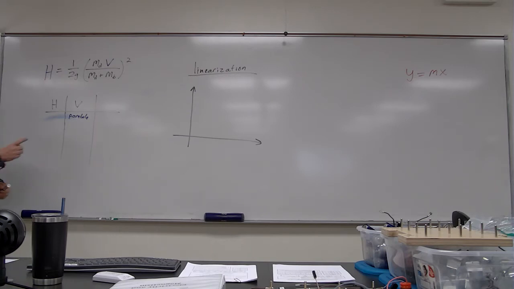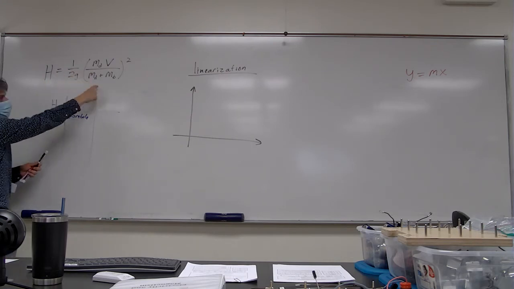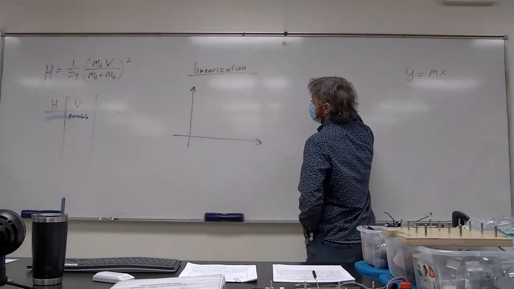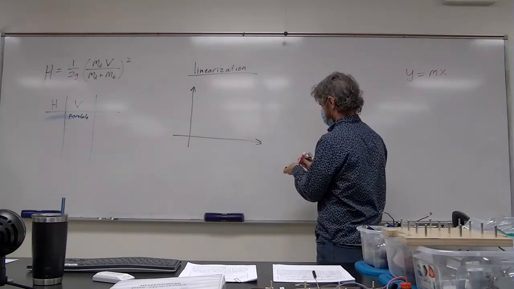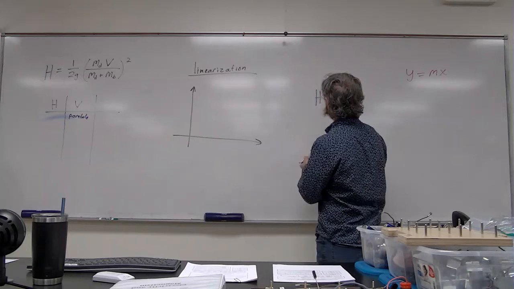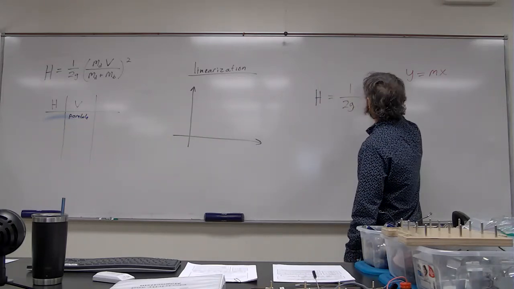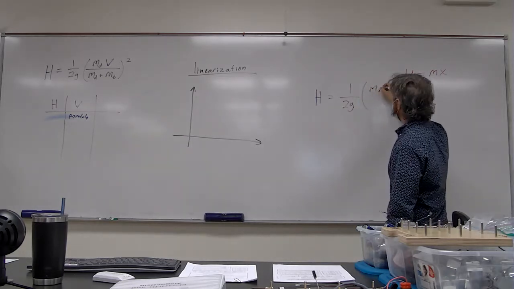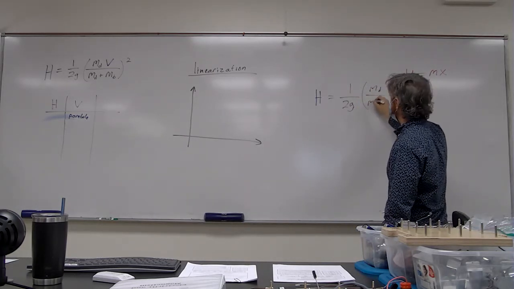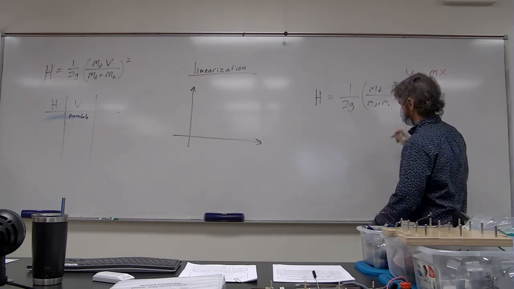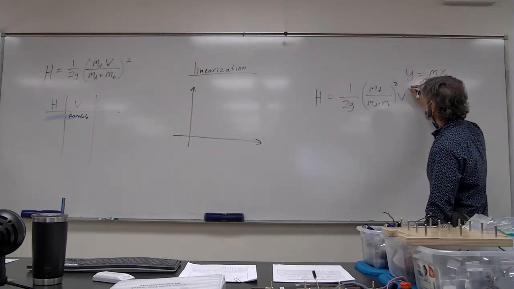I could plot the square root of h versus something to get a straight line. But I think it's easier to just say, let me rewrite this as h equals 1 over 2g times mass dart over mass dart plus mass block, squared, times v squared.